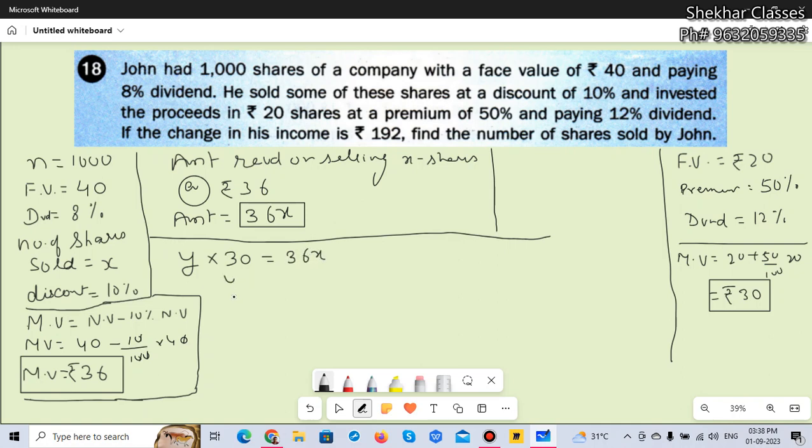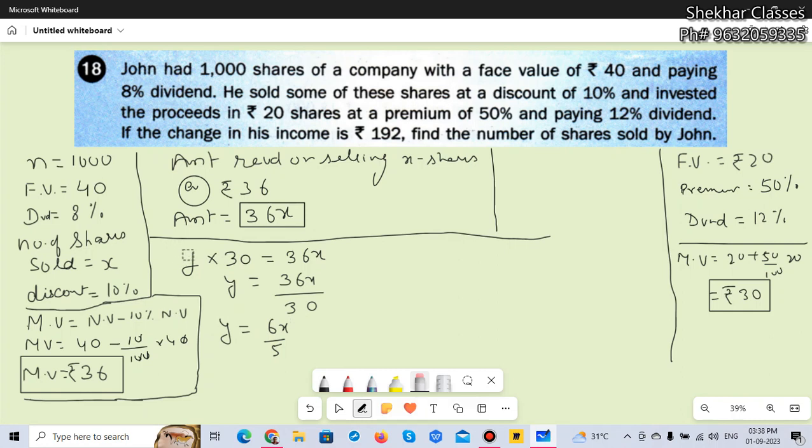36x. So we can say Y will be equal to 36x upon 30, which is equal to 6 upon 5, right? So Y is equal to 6x upon 5. Y is the number of shares. In case Y is confusing, you can take N here. So N is the number of shares.